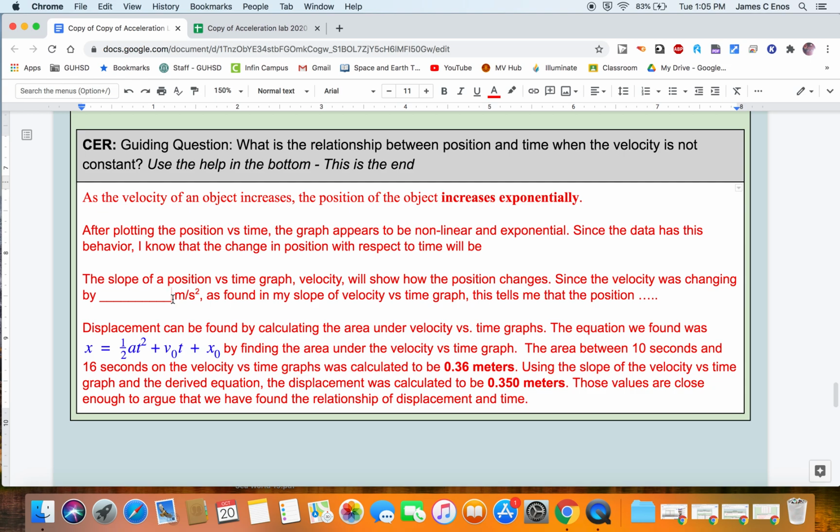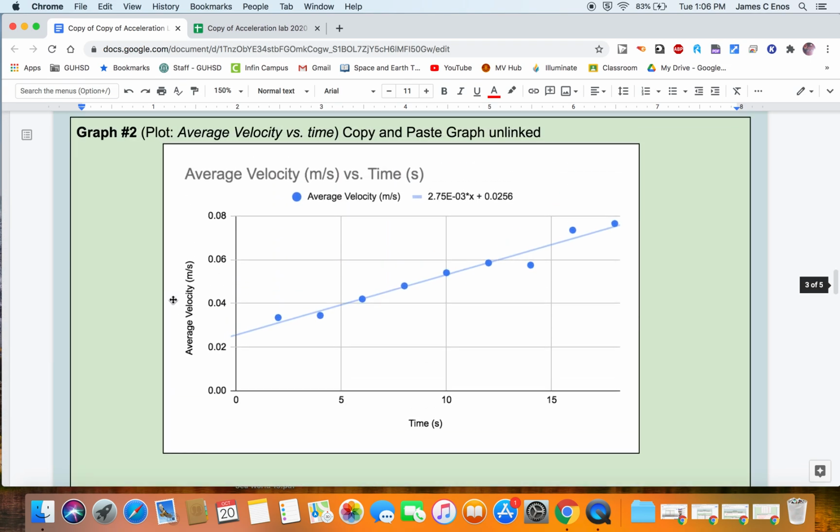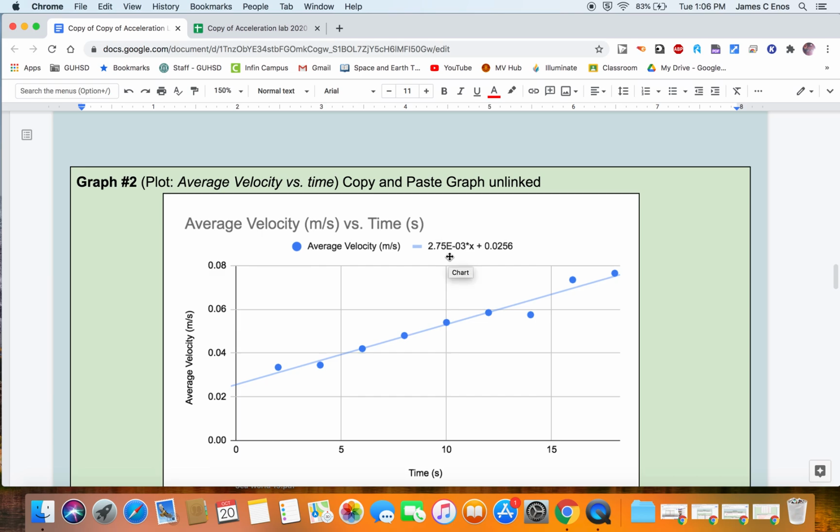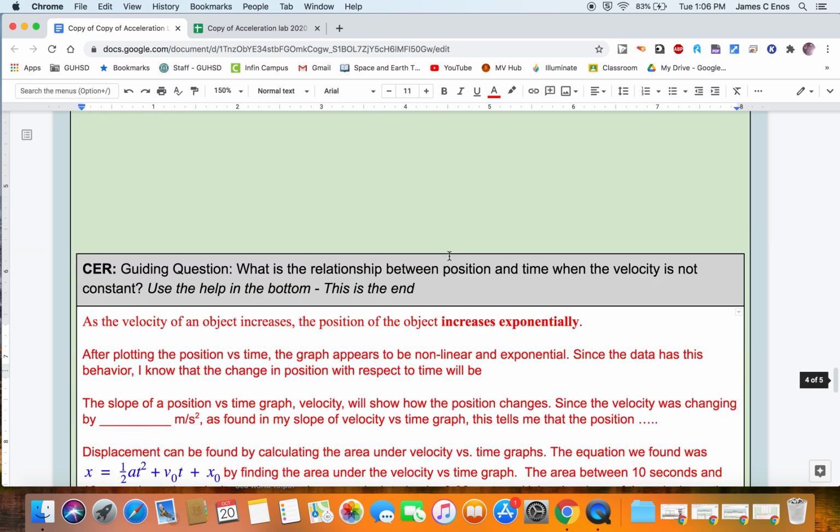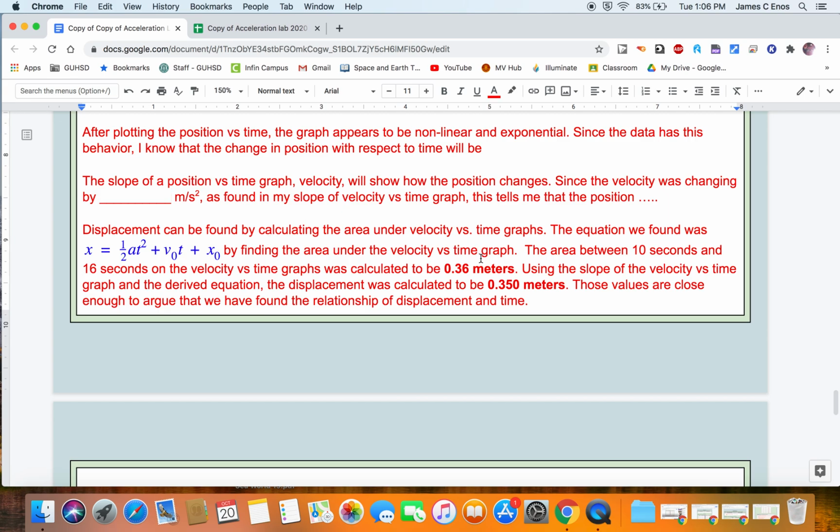So there is a slope. That was this 2.75 times 10 to the negative 3 meters per second squared. And then what does that tell us? You need to go in more and tell us what that means and relate this back to the position.